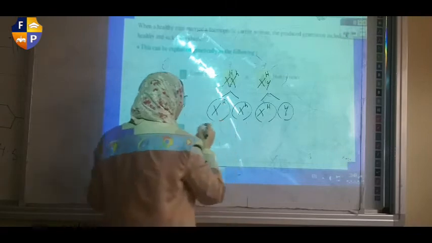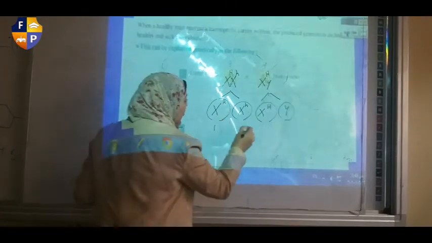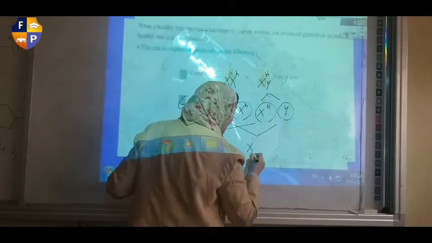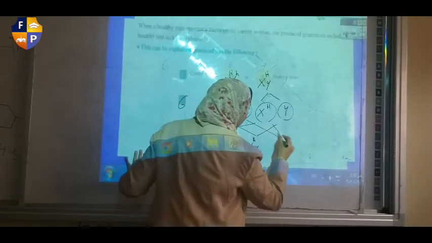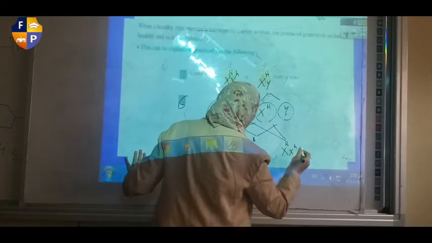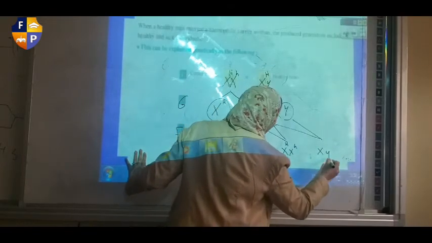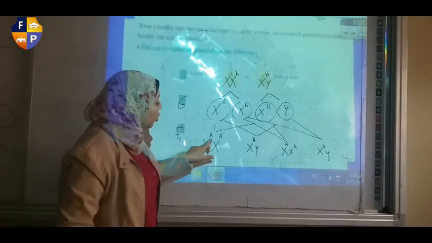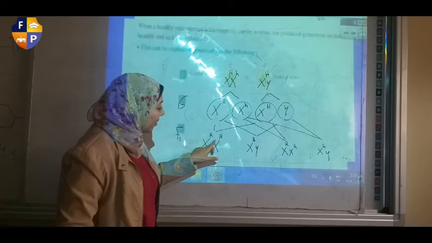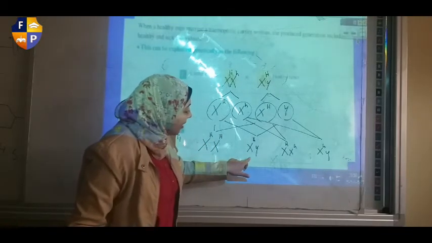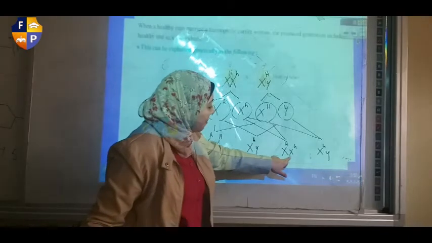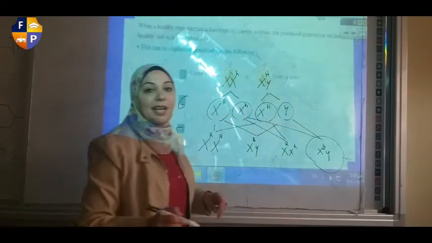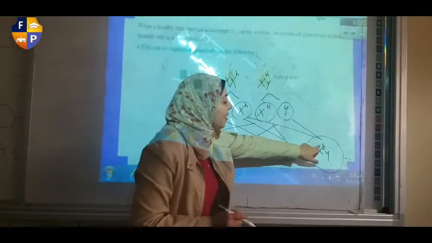Okay. After fertilization, the first generation may be X H X H capital, or X H Y capital, or X H X h small, or X h Y small. Let's say XX is a healthy female, doesn't suffer from any hemophilia. Okay? While the male is healthy also. XX female healthy. While XY, which carries the recessive gene, is sick and suffers from hemophilia as it carries the recessive gene.